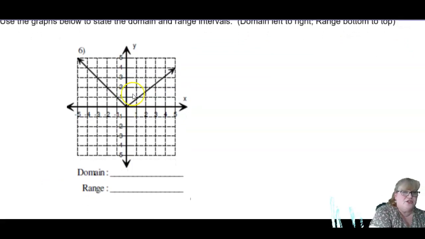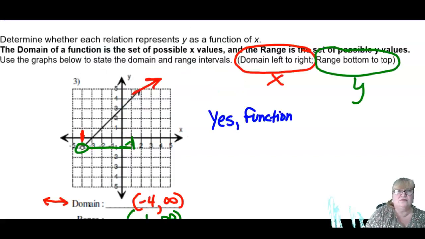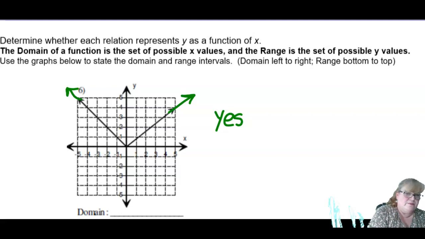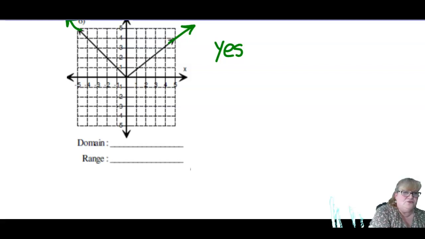First of all, is this a function? Any vertical lines will never cross it more than once, so yes, it's a function. Now, it goes to the left and up forever, and it goes to the right and up forever. So, what color did I use? Okay, domain was red. All right, so the domain, left to right, is going forever to the left and forever to the right. It's going off this way and off this way. So we say -infinity to infinity.